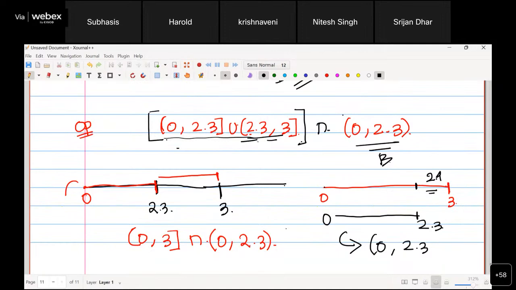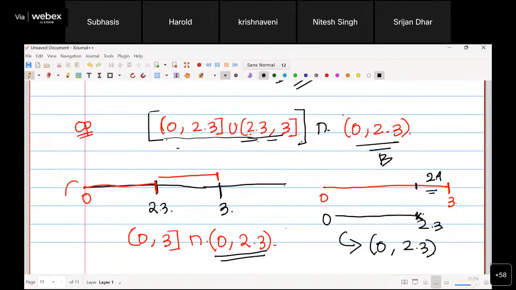Closed? Why closed? In this set, if you see, we are not considering 2.3. So that means we should get an open bracket here. Got it? Yes, sir. You can try similarly for the rest of the four options.